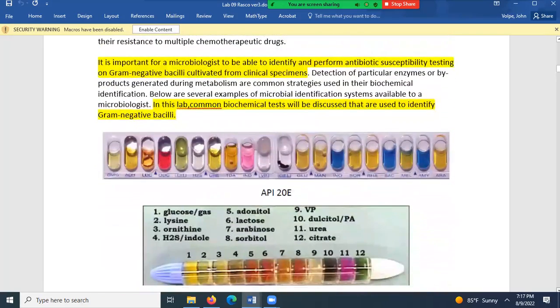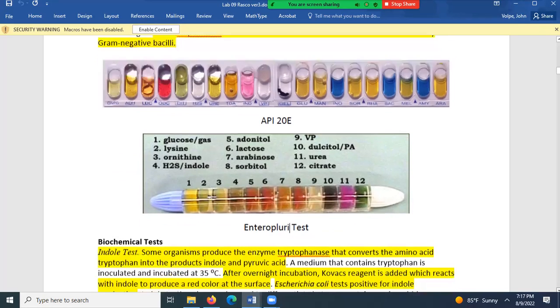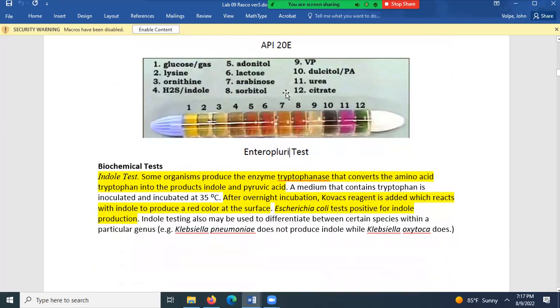It's important for microbiologists to be able to identify and perform antibiotic susceptibility testing on gram-negative bacteria once you get a clinical specimen. In this lab, common biochemical tests will be discussed that are used to identify gram-negative bacilli. And here we're looking at some tests for gram-negative bacteria, but we're not going to talk about these. We will talk about certain of the tests.